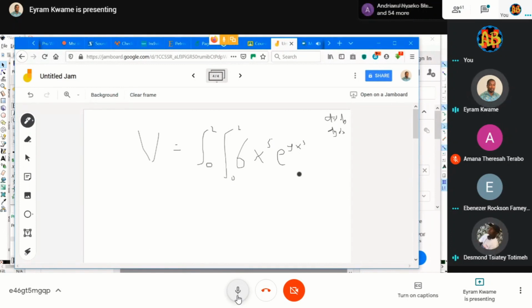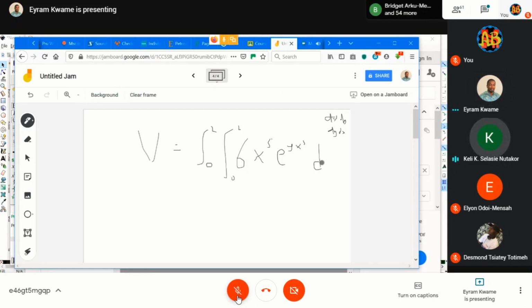Let me tell you something. Those of you who said we should start with x, if you start with x, what is going to happen? If you want to integrate this with x, what method will you use?